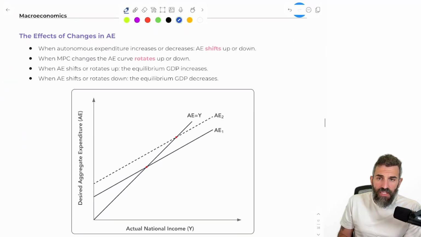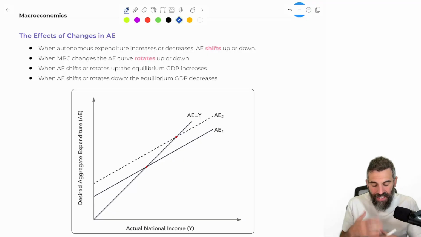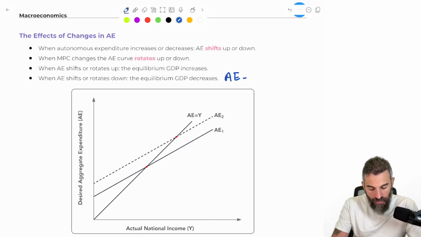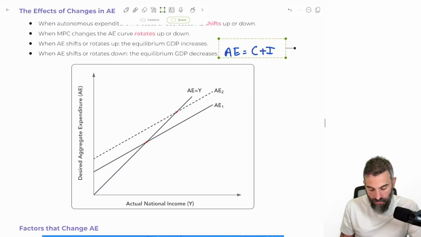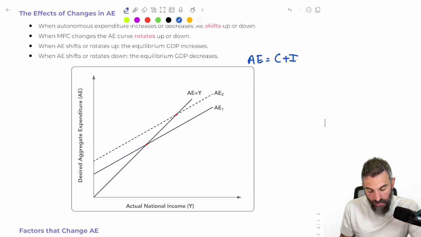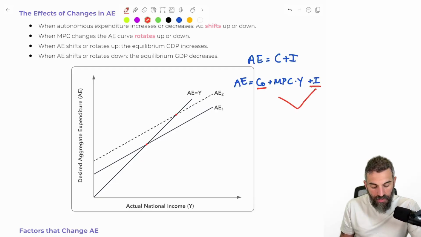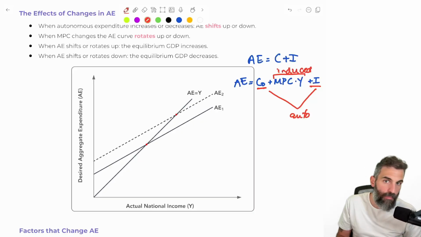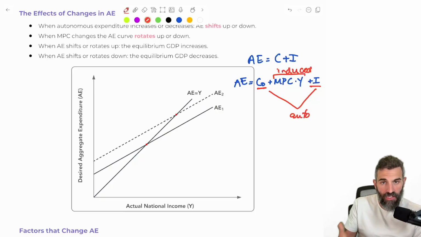Okay, now changes in the aggregate expenditure function. This is when something in the equation changes. So again, let's keep it simple. AE, which is C plus I. And then if I expand these two components, C, which is your autonomous consumption, plus your marginal propensity to consume times your national income, plus your investment. These two here are autonomous. This part is induced. Remember, autonomous will happen regardless of income. Induced is a function of income.